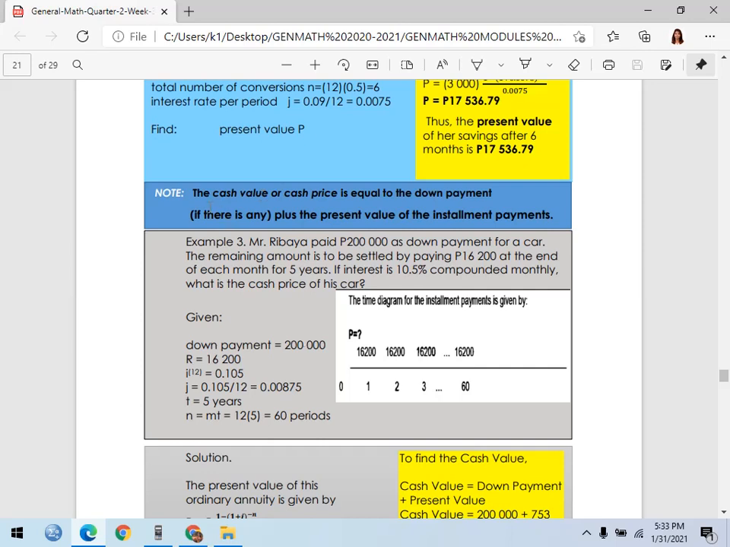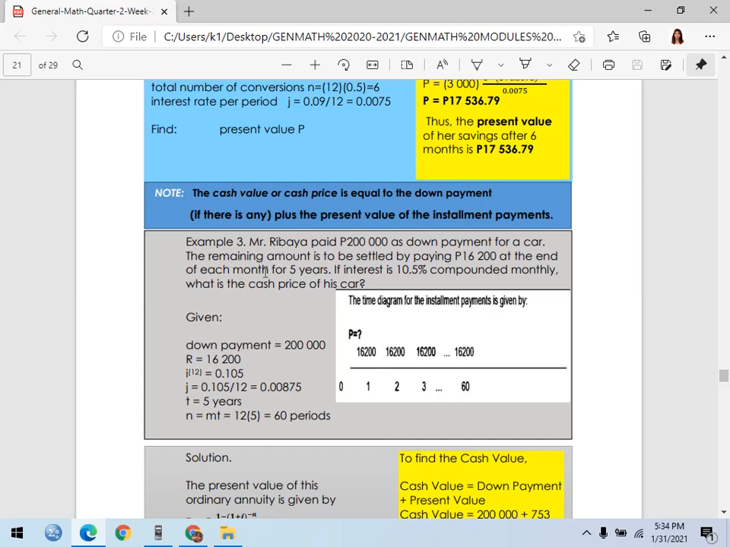Now, for the cash value or cash price, this is represented by CV. So, cash value or cash price is equal to the down payment, if there is any, plus the present value of the installment payment. So, there are some instances na nagda-down payment bago magbayad regularly. So, that is called cash value, and it is solved by, again, down payment plus the present value.